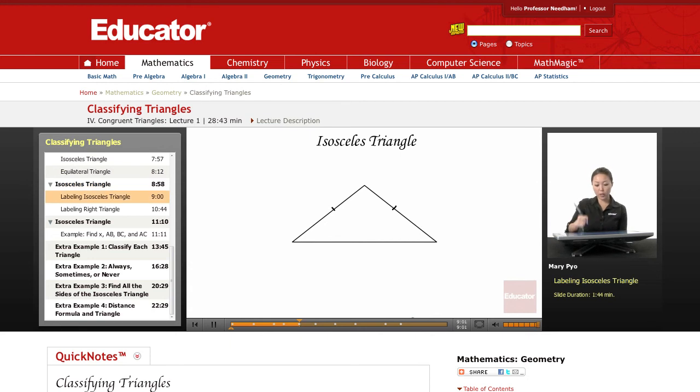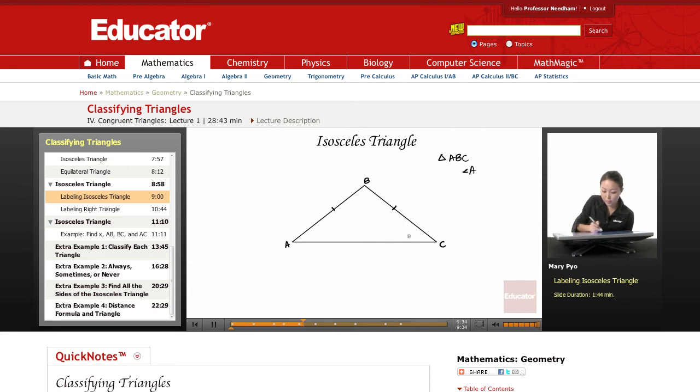Isosceles triangle. Okay, so I see here that these 2 sides are congruent, which is an isosceles triangle. If I label this as triangle ABC, then I can say triangle ABC, okay, is isosceles. So anytime you have a triangle, you can label it like this. Okay, triangle ABC. Just like when you have an angle, you can say angle A. So if you have a triangle, you're going to say triangle ABC.